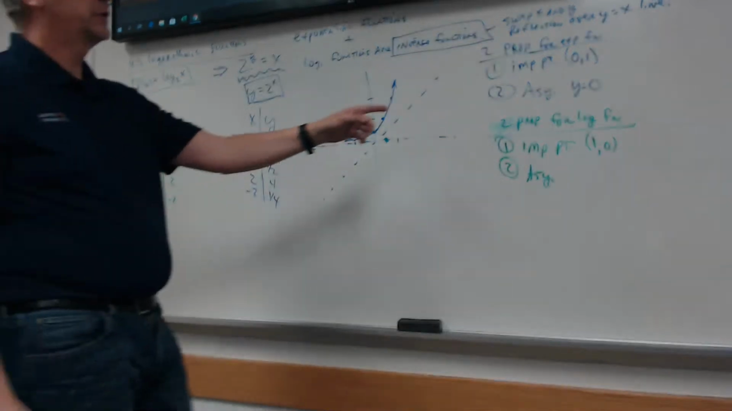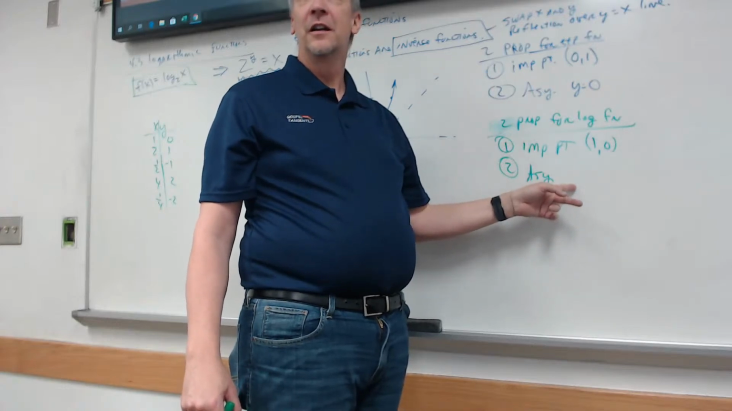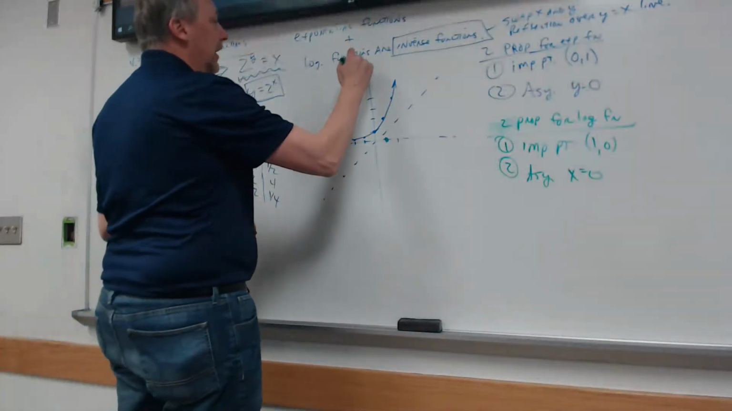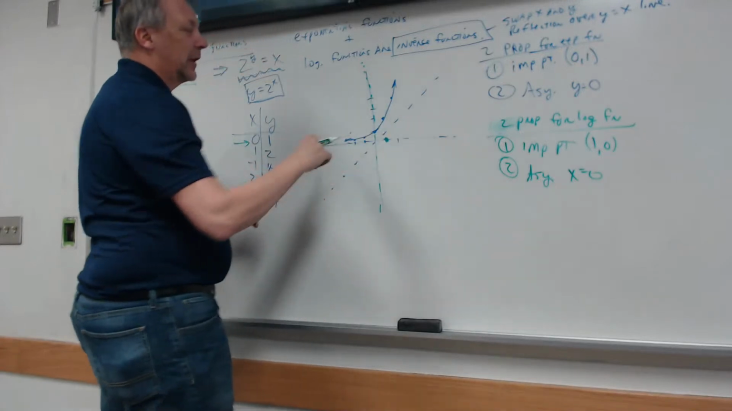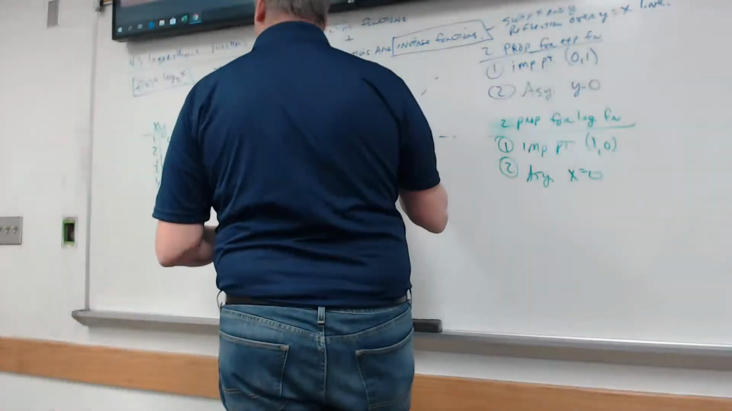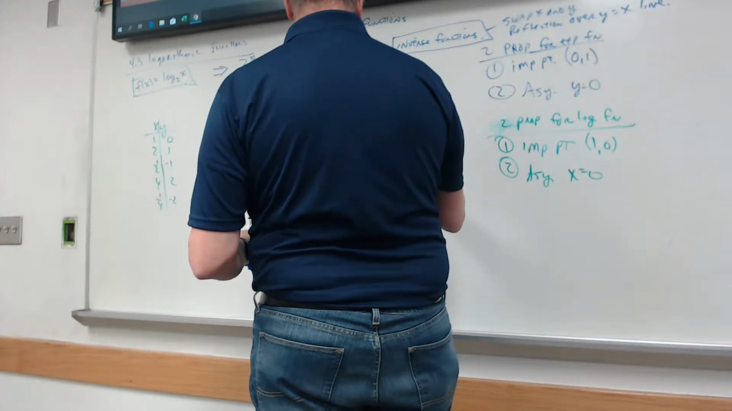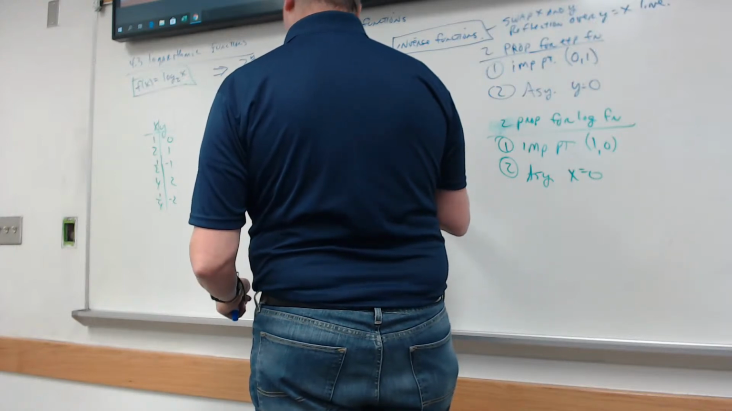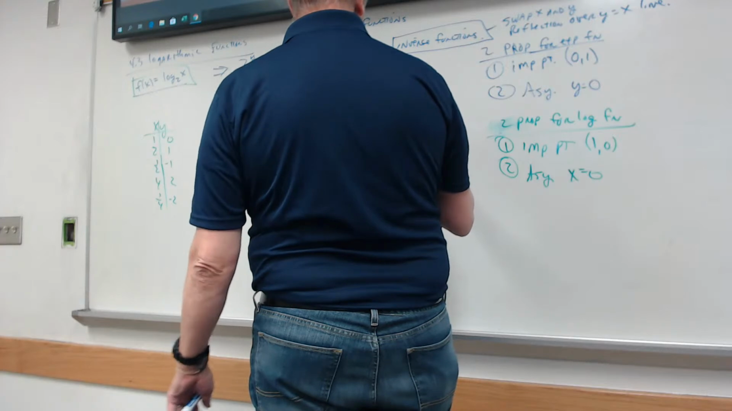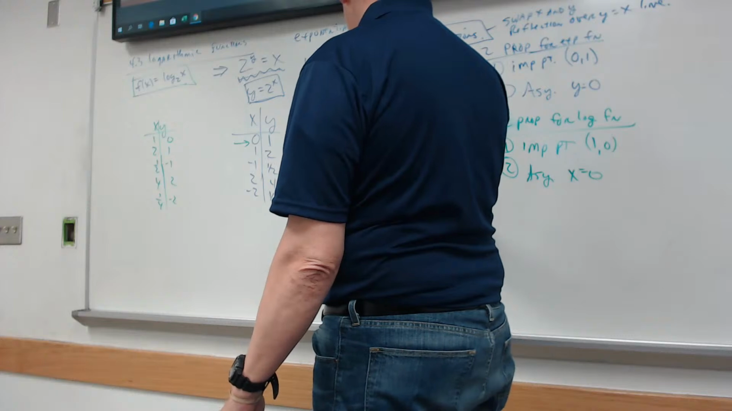Well, my asymptote for this was y equals 0. So my asymptote for this is going to be x equals 0. Okay, so now I've got a vertical asymptote rather than the horizontal asymptote I had before. If I go ahead and plot these points, I've got (1, 0), (2, 1), (1/2, -1), (4, 2), and (1/4, -2).